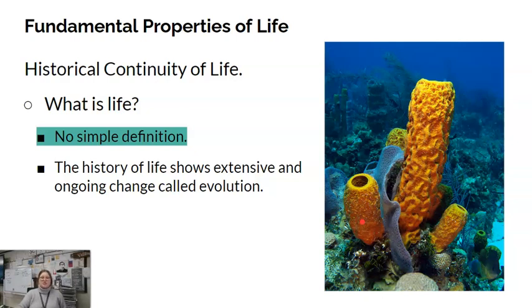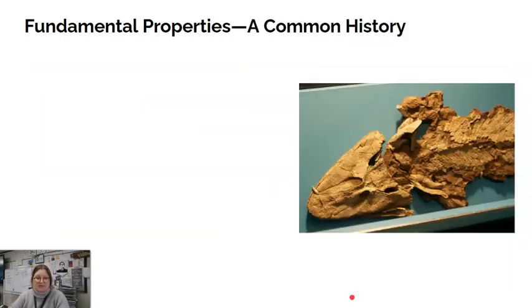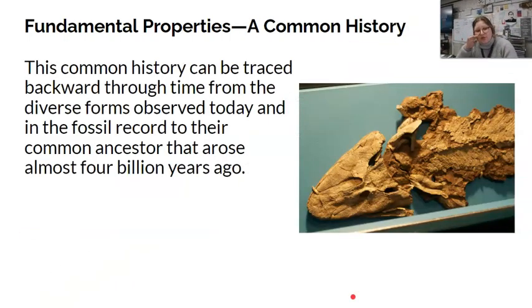The world has changed, and mutations arise that make one individual slightly different from the original species. Maybe that's really beneficial, and then they might turn into their whole own species if it works well and they live and reproduce. The answer must be based on the common history of life on Earth, so we can't just look at what exists now. We need to look at everything that has existed and how things have come to be. This common history can be traced backward through time from the diverse forms observed today and in the fossil record to their common ancestor that arose almost 4 billion years ago.